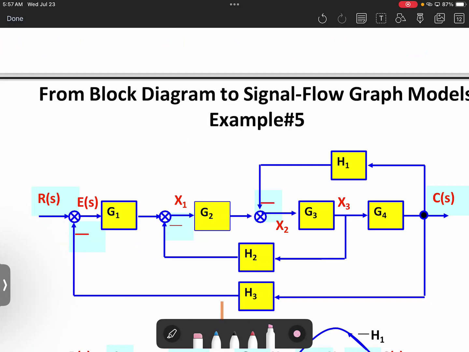You can solve this in different ways. One of the ways, by moving this summing point to here, they're doing the closed loop, right? The techniques that we used to do before. We know how to do this. This is one way. The other way is using Mason rule. Now in this example, let's use Mason rule. The first thing is to convert this block diagram into SFG.